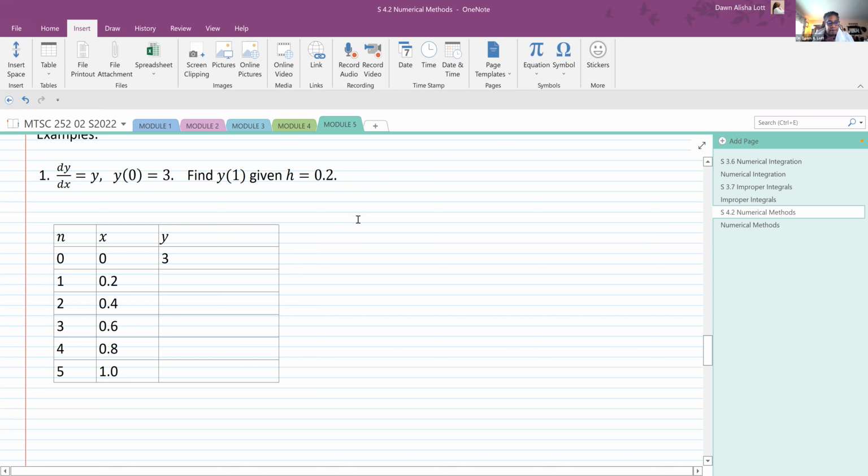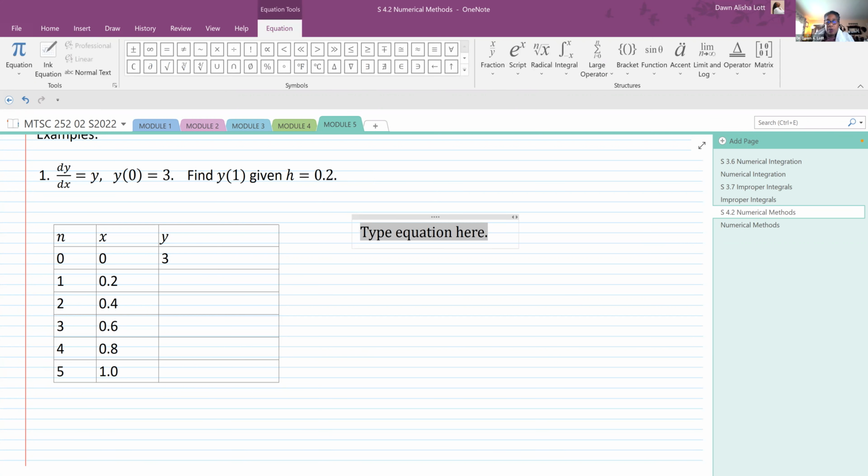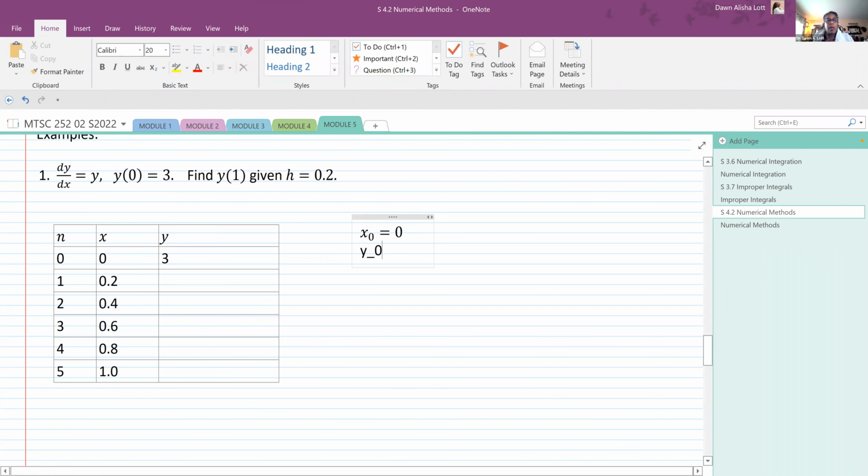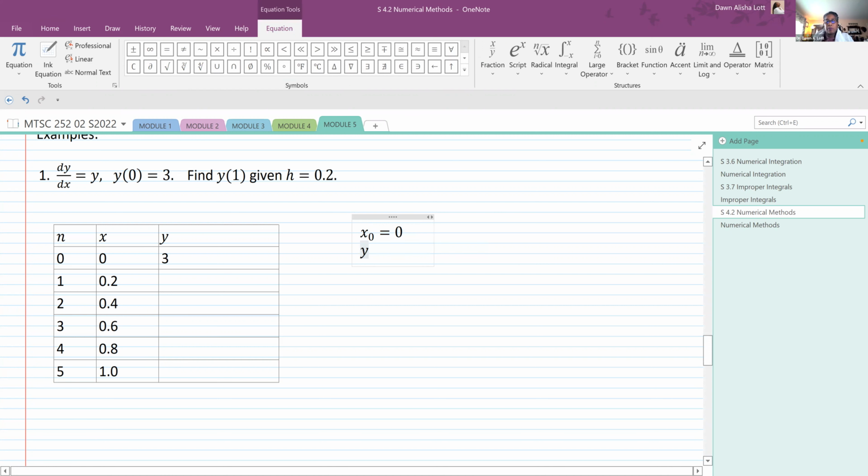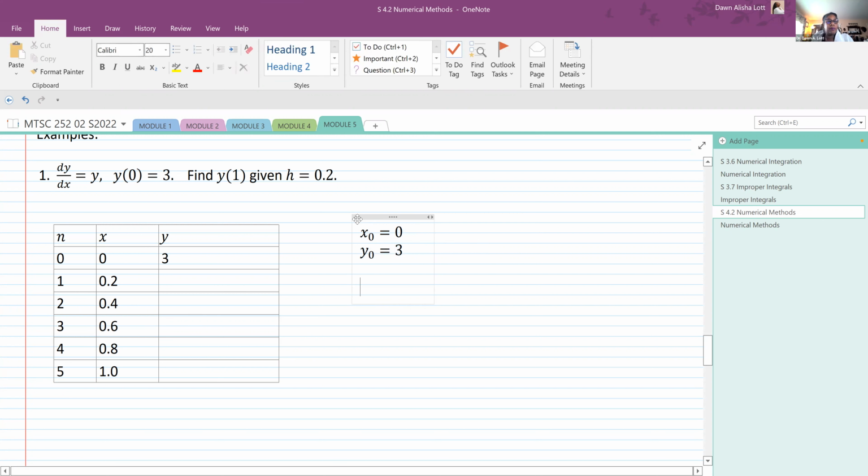All righty. So we know x0 is equal to 0 and y0 is equal to 3. So that's where we're starting.